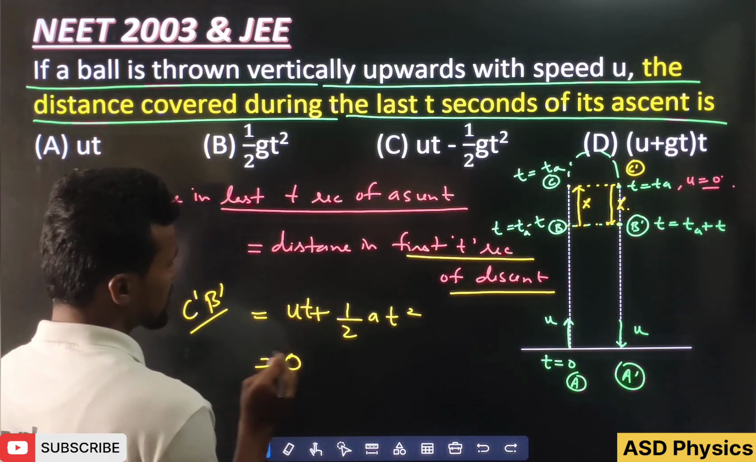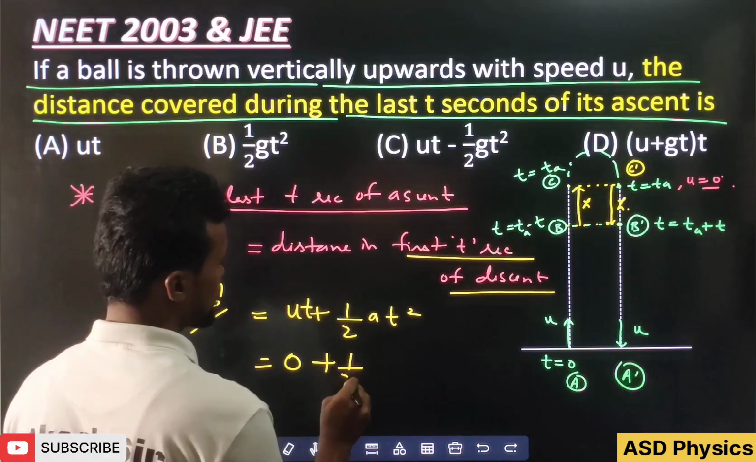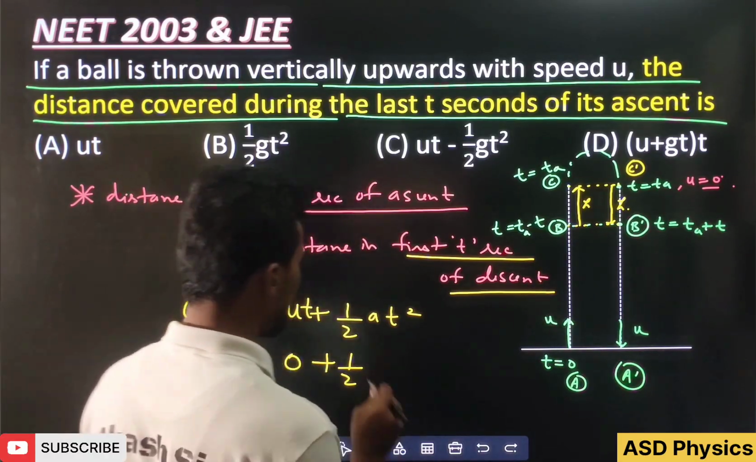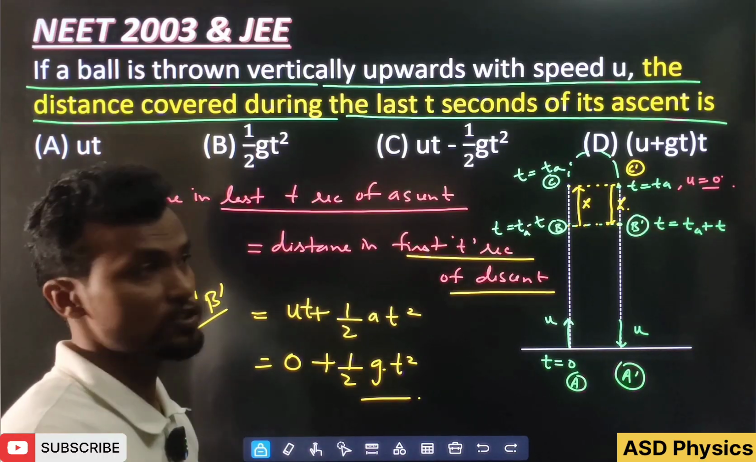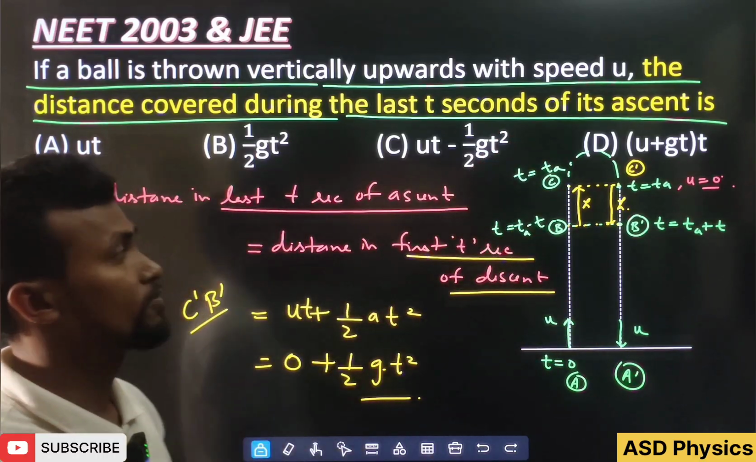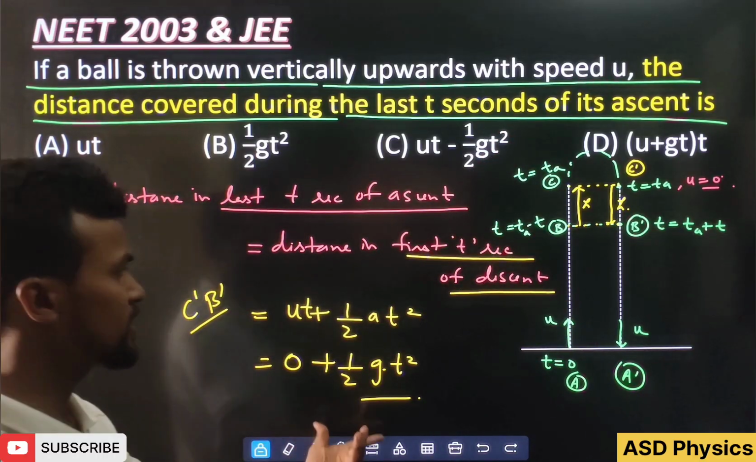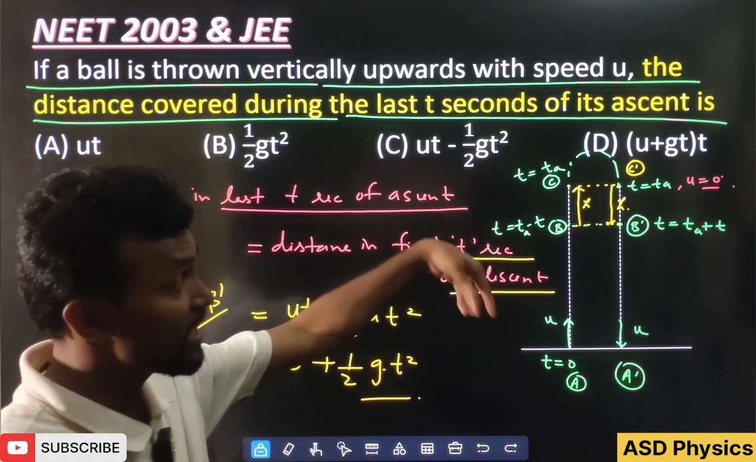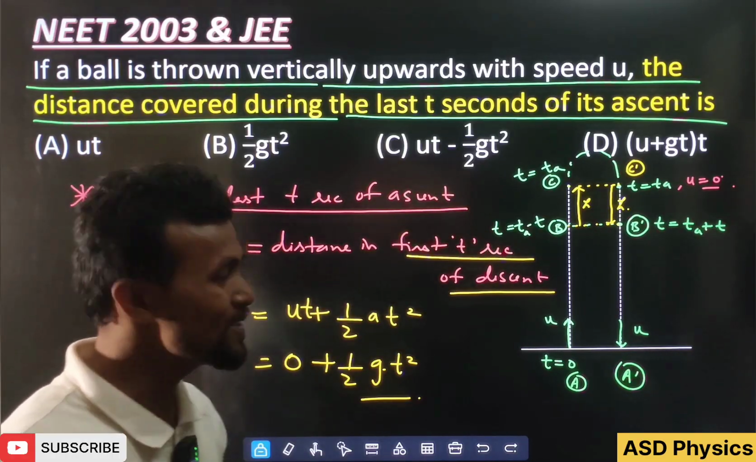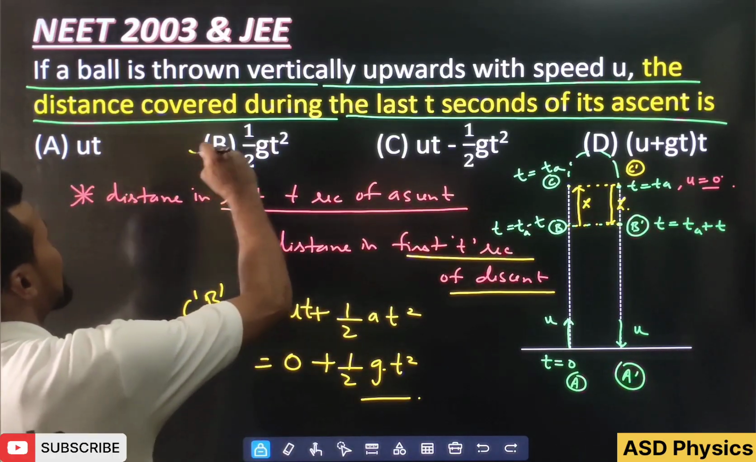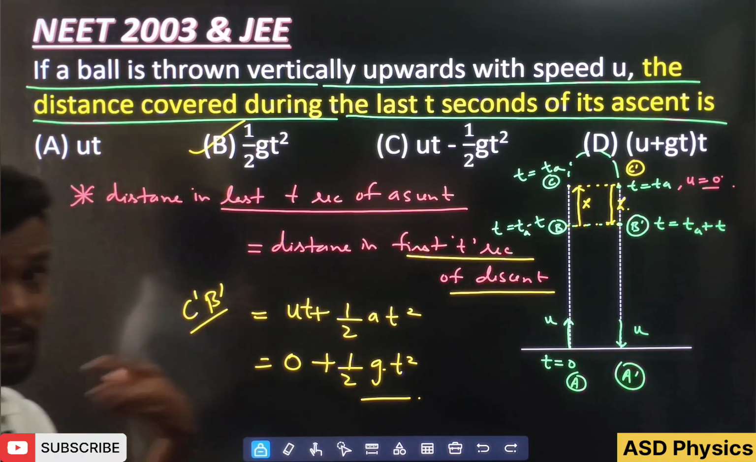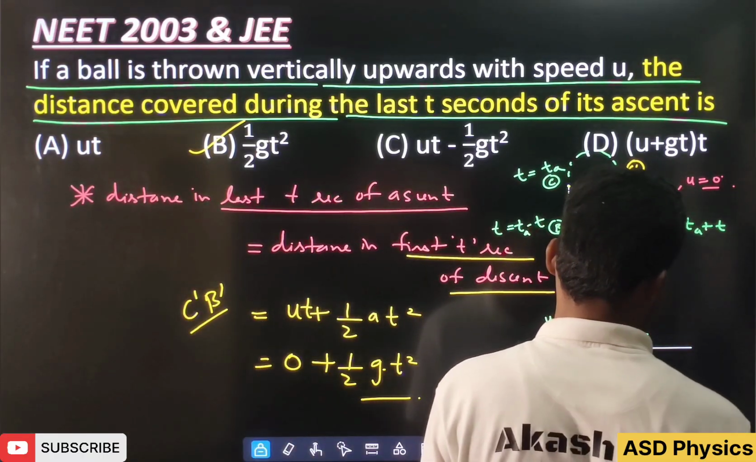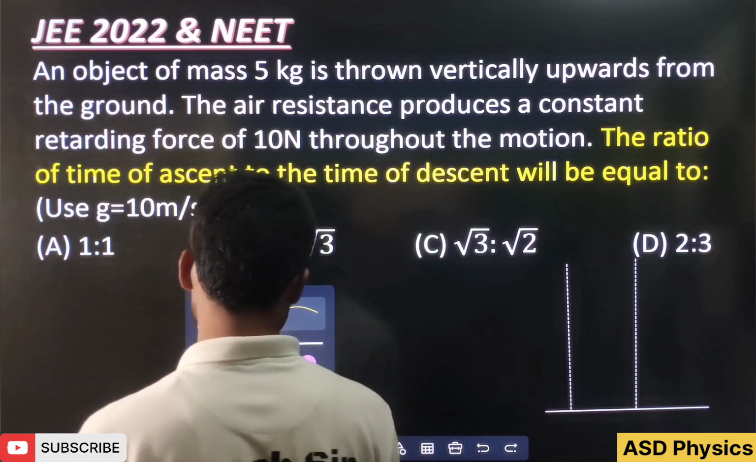Initial velocity at C dash is 0, plus half, and acceleration here is g, and time taken t. So what is coming here? Half g t square. In the first t second of descent, half g t square. Similarly in the last t second of ascent also, half g t square. Which option is correct here? The correct option is option B, and here we are using this symmetry condition. Okay, great.